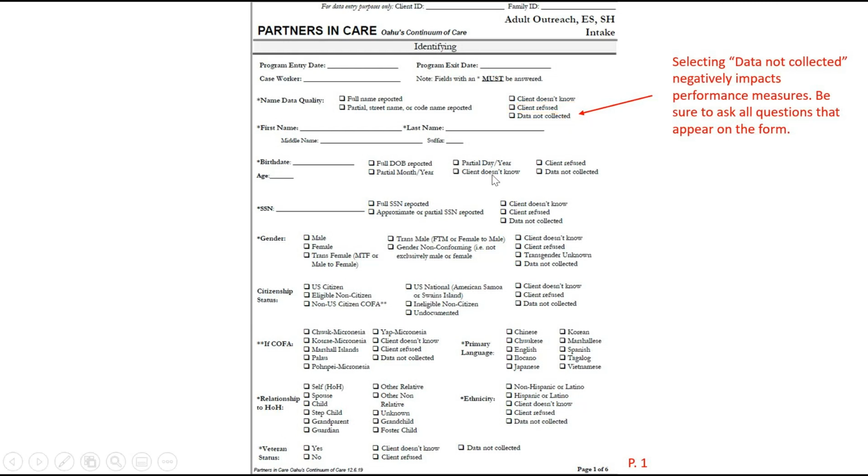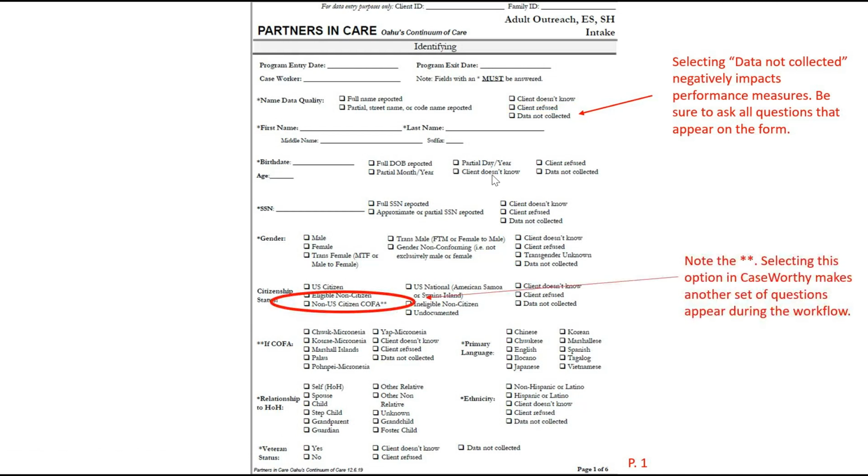Okay. Something else that I want to talk about here, we have a double asterisk. If you are talking with somebody about their citizenship status, if somebody says that they're a non-U.S. citizen from a COFA country, COFA stands for Compact of Free Association, and we can see that there's a double asterisk after COFA. Anytime there's a double asterisk, there's a follow-up question. You only have to answer this follow-up question if somebody provides a response with a double asterisk. If they provide any other response, this question, if COFA, will not show up.